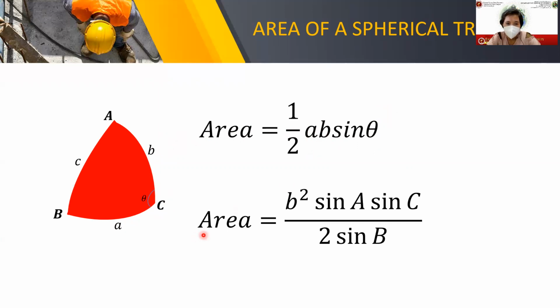Okay, we have area is equal to B squared, another formula. If the given are not sides but interior angles, you can use the formula B squared equals sine A sine C over 2 sine B. So there are two formulas, and you can use either of the two. It depends upon the given. If the sides are given, it's better if you use this one. If the interior angles and one side are given, you can use this one.